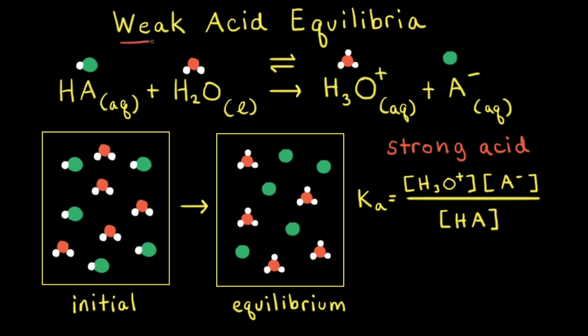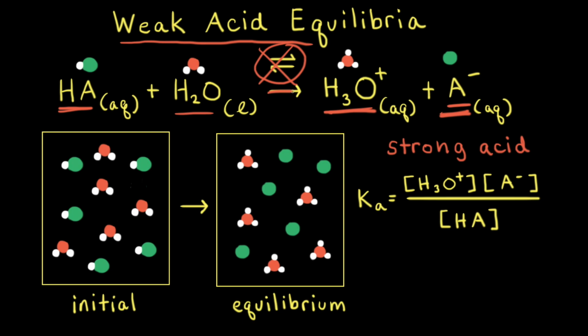Before we get into the topic of weak acid equilibria, let's look at a strong acid first. So let's say that HA is a strong acid and reacts with water to produce the hydronium ion and A-, the conjugate base to HA. Technically, the reaction comes to an equilibrium. However, the equilibrium favors the product so much that we don't draw an equilibrium arrow.